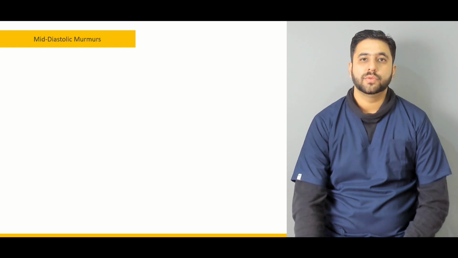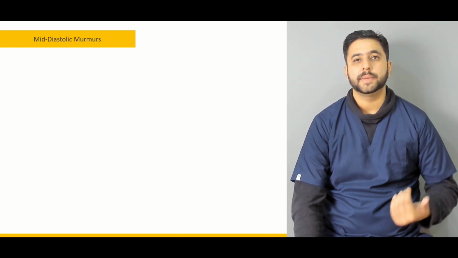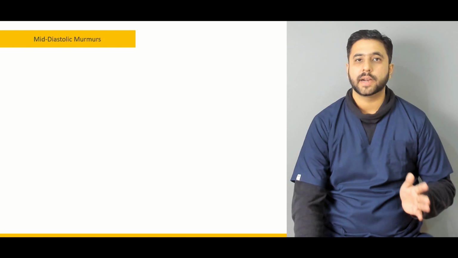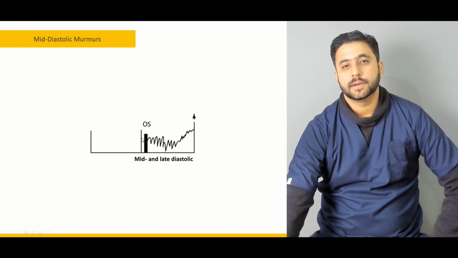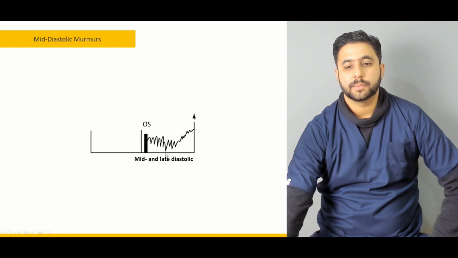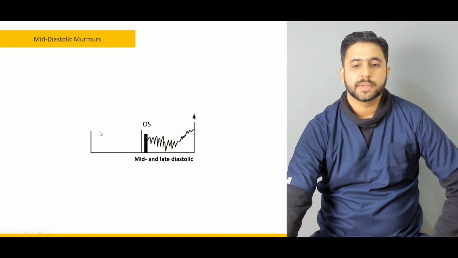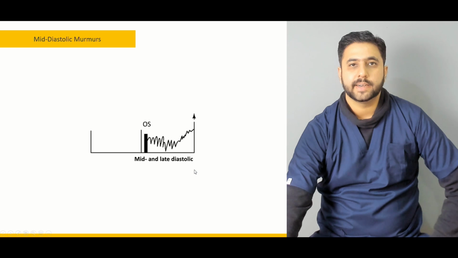Now let's move on and discuss some murmurs which begin in mid-diastole. They don't begin right after the S2. They begin slightly after the diastole has started. Majorly they start in the middle or the late part of the cycle. They are practically termed mid-diastolic murmurs, and they also include some murmurs which are late diastolic.